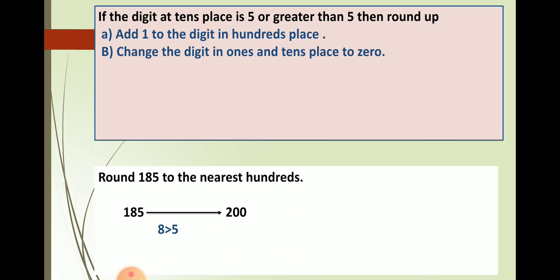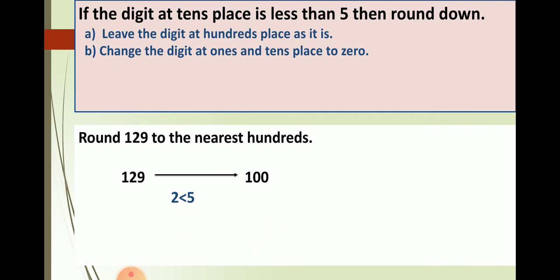Now let us see, if the digit at tens place is 5 or greater than 5, then we will round up. Add 1 to the digit in hundreds place. Change the digit in ones and tens place to 0. So here is an example. We have to round 185 to the nearest 100. So students, the digit which is at hundreds place is 1 and the digit which is at tens place is 8. 8 is greater than 5. So we will add 1 to the digit at hundreds place, it becomes 2, and the digit at tens place and ones place will become 0, 0.